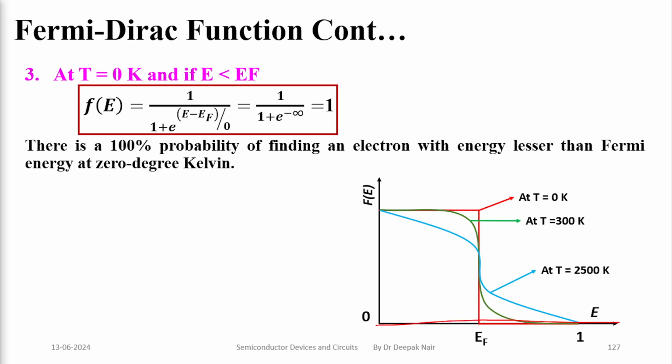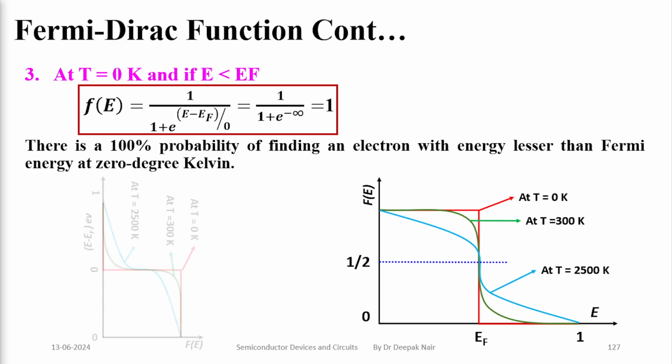Here on the x-axis we have the energy, and on the y-axis we have the Fermi Dirac function, F of E. Now if you see here, at 0 degree Kelvin there is a 50% probability, this is 1 by 2, so 0 and somewhere here it is 1. So there is a 50% probability of finding the electron above or below the EF. Now second, as we keep on increasing the temperature, you can see at 300 degree Kelvin, at 2500 degree Kelvin, the probability slowly grows up.